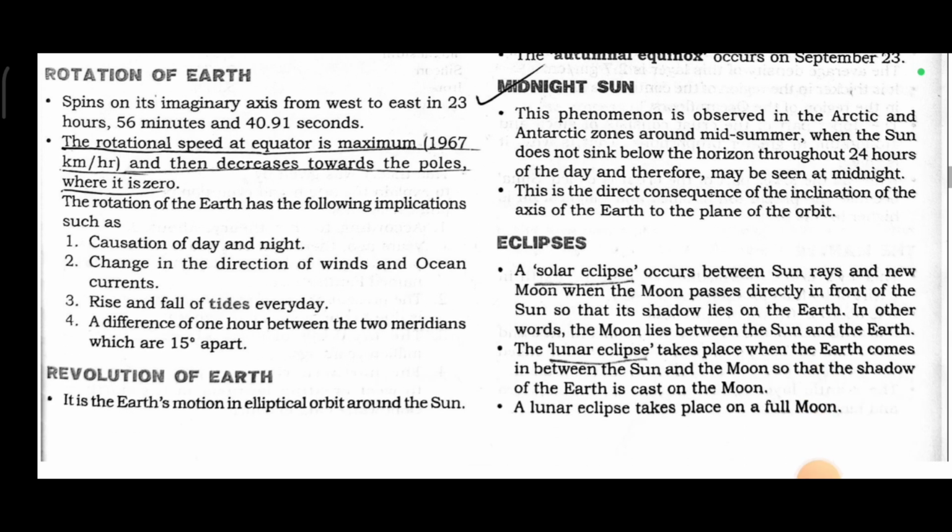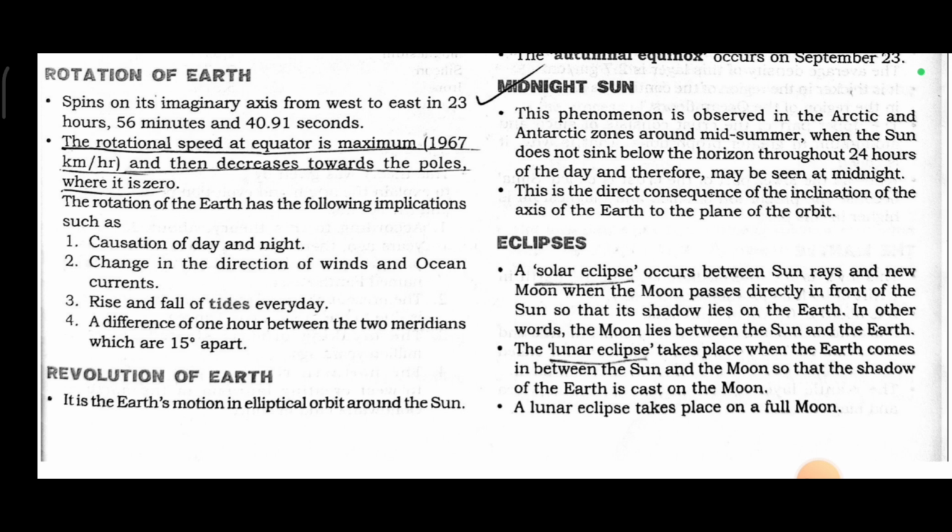Midnight sun. This phenomenon is observed in the Arctic and Antarctic zones around midsummer, when the sun does not sink below the horizon throughout 24 hours of the day and therefore may be seen at midnight. This is the direct consequence of the inclination of the axis of the earth to the plane of its orbit.